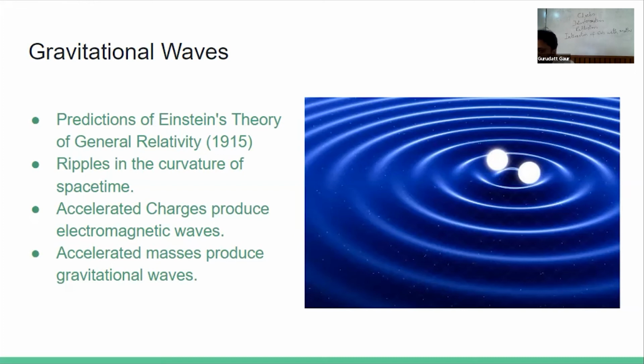So we get it from this kind of system where you have two very compact stars going around each other. And why compact? Because only then we would have high energy density, and high curvature, basically.